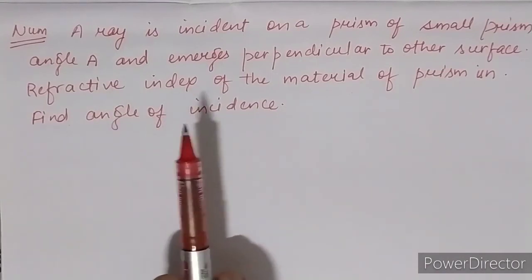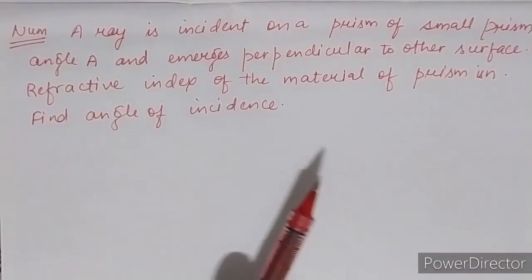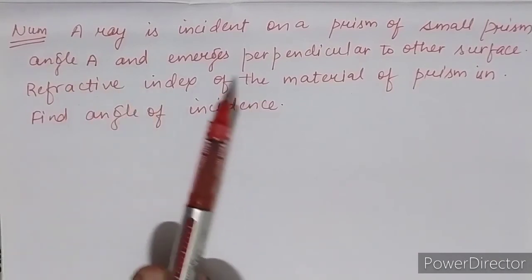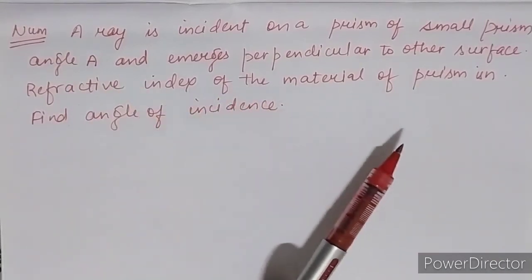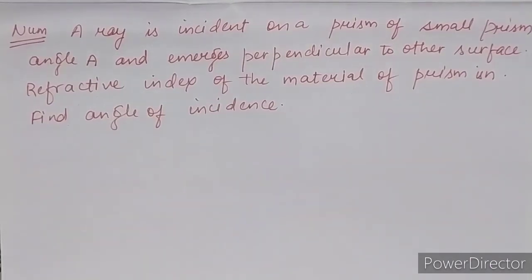So what was in the question? The ray is incident on a small prism, the prism angle is A. It emerges perpendicular to the other surface. The refractive index of the material is n. You have to find the angle of incidence. So the second refraction angle R2 is 0, because the second refraction will not happen. It is only about the first one. So if R2 is 0, then R1 plus R2 is A, so R1 is equal to A.